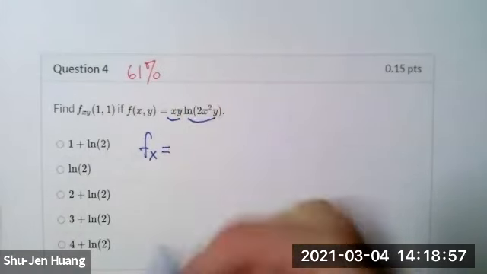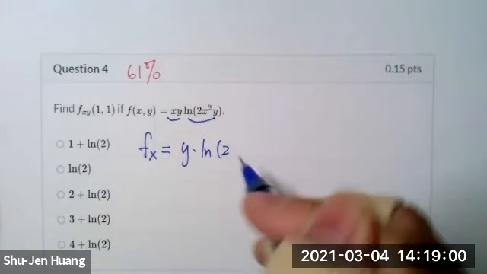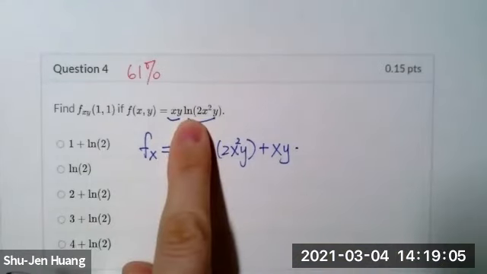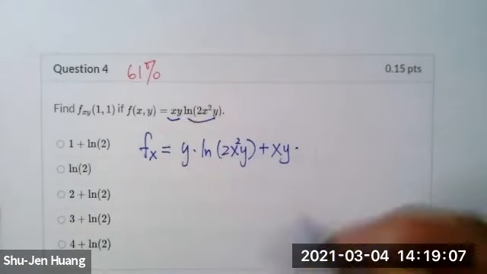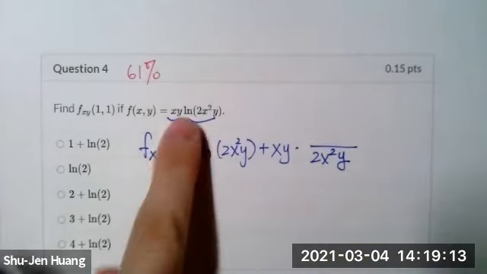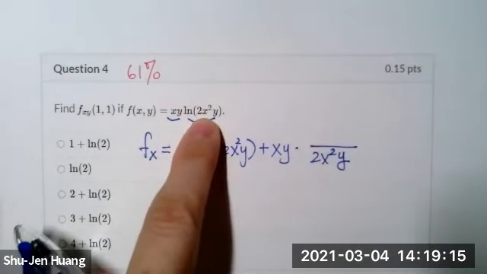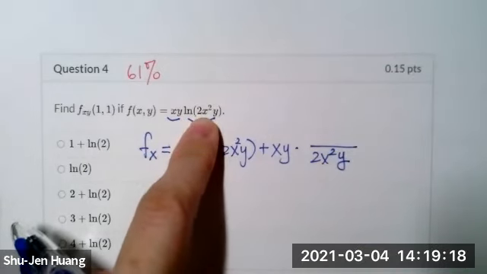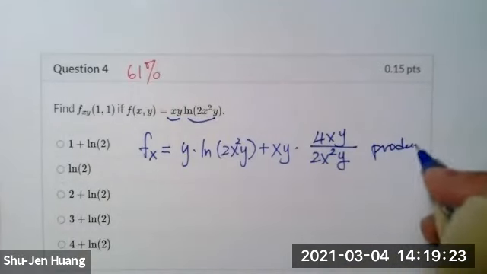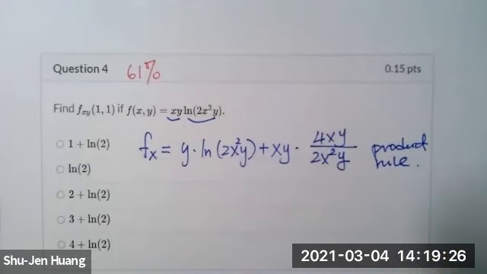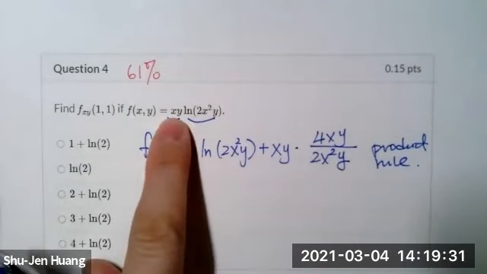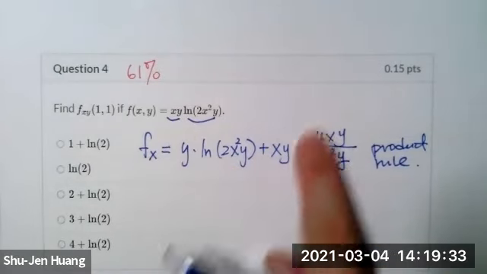We have y times the ln, plus xy times the derivative of the ln function, which is 1 over 2x squared y. Then going inside, by the chain rule, we take the derivative with respect to x, so we have 4xy. The first step is the product rule. There are two terms: the first one, we take the derivative of xy; the second one, we take the derivative of the log function.